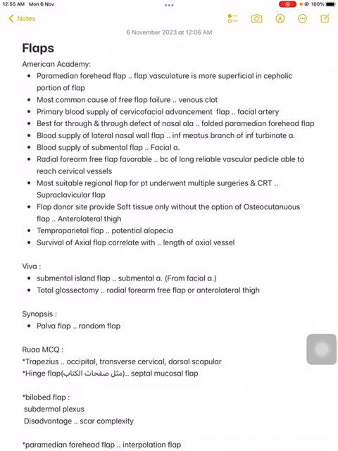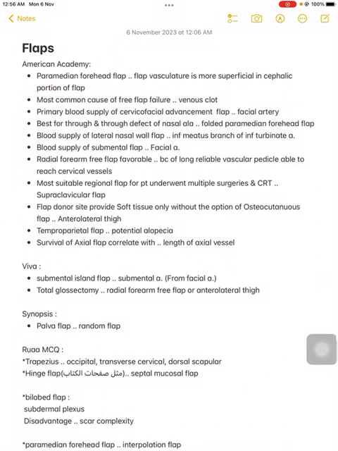The most suitable regional flap for a patient who underwent multiple surgeries and chemoradiotherapy is supraclavicular flap. The flap donor site that provides soft tissue only, without the option of osteocutaneous flap, is the anterolateral thigh type. One of the drawbacks of temporoparietal flap is the potential alopecia. The survival of axial flap correlates with the length of axial vessels.